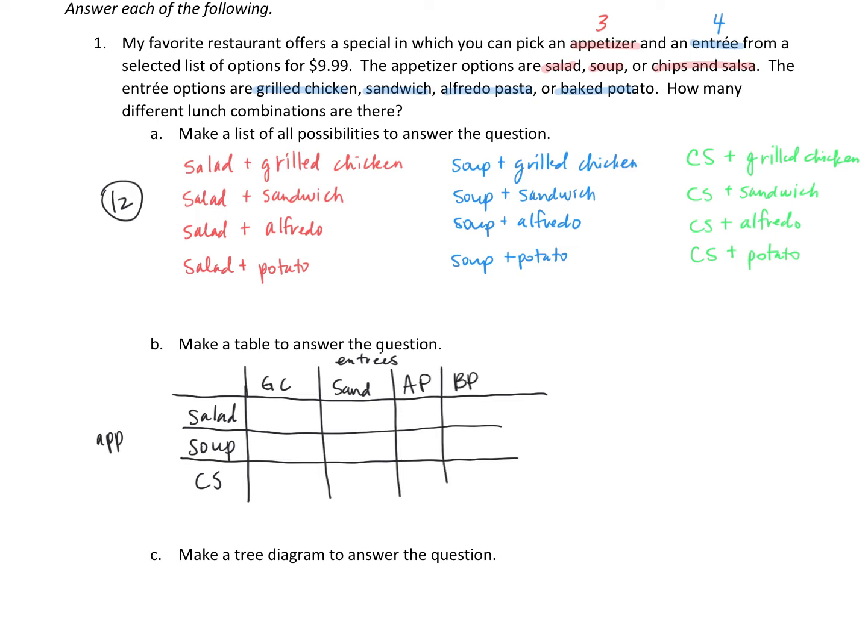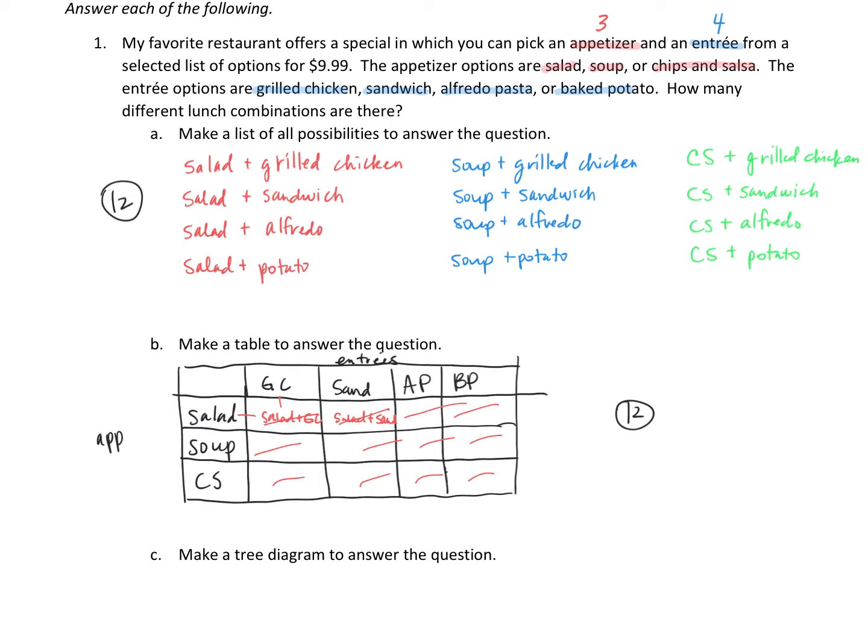and the baked potato. And so you can see that you're going to have some combination, right? So this is where salad meets the grilled chicken. This is where salad meets the sandwich. And so forth, right? So you can see that you have 1, 2, 3, 4, 5, 6, 7, 8, 9, 10, 11, 12 places where you'll have intersections between these two categories, which means you have 12 options, right? So each cell that you fill in from the chart gives you a possible lunch combination. So this is an organized way to make sure you don't miss any.